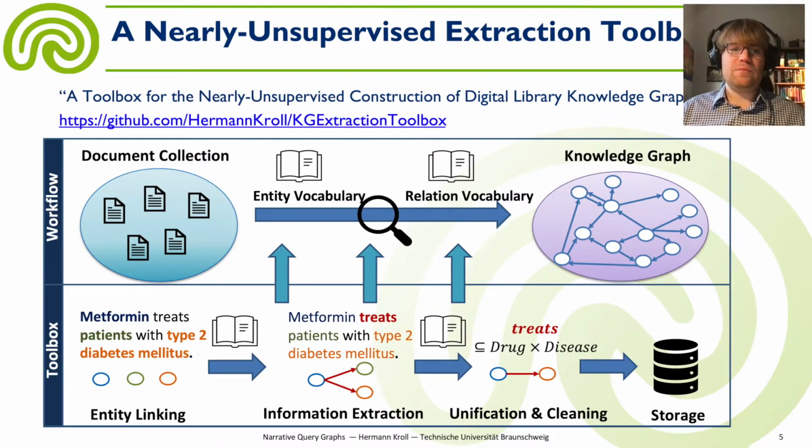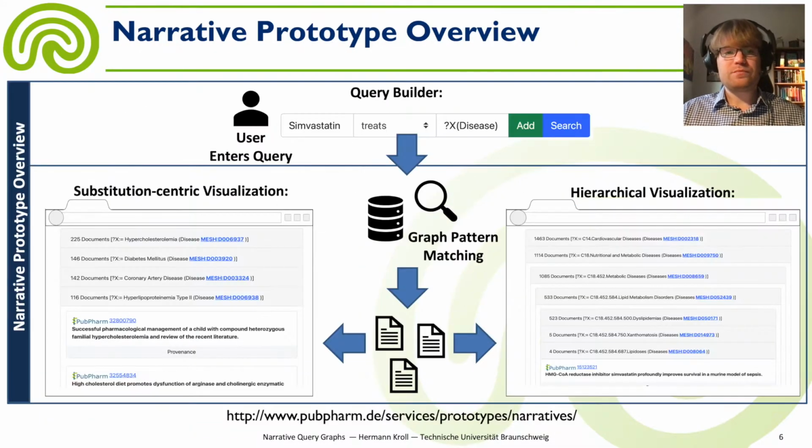If you are interested in more information and how we have done the extraction step, please have a look at our JCDL paper. Let me directly jump to our prototype. So the prototype mainly consists of 3 steps.